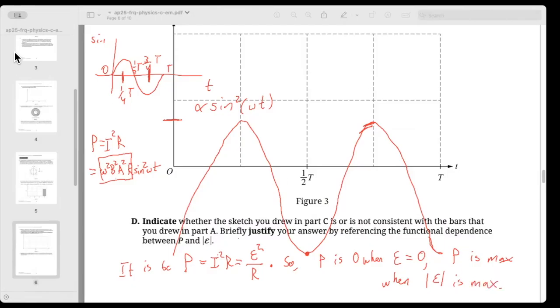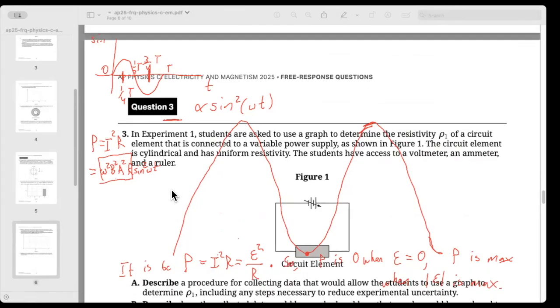Very easy. Okay. A little bit disappointed. I wish we had like a railgun question or something like that.